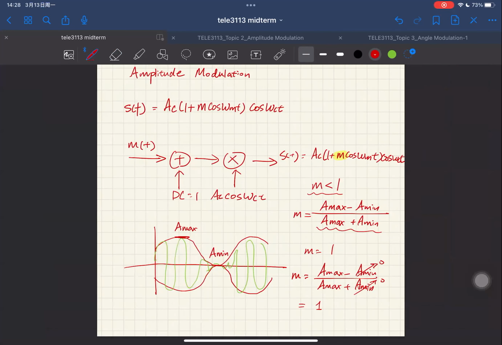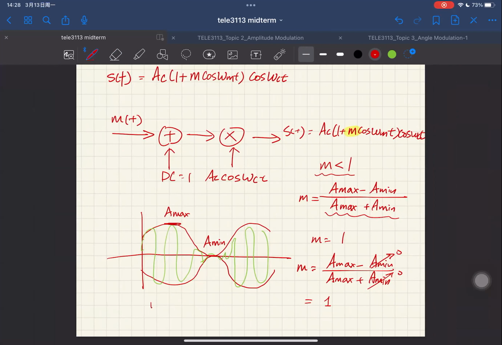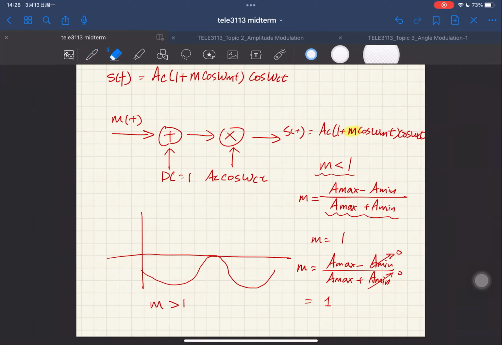So if you look at the M, which is smaller than one, which is bigger than one, in this case your envelope cannot be successfully formed, which has an issue called phase reversal. So if you look at this case, the signal waveform will look something like this.